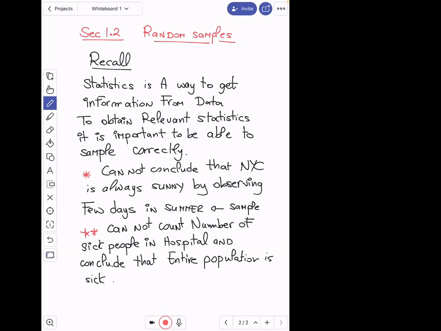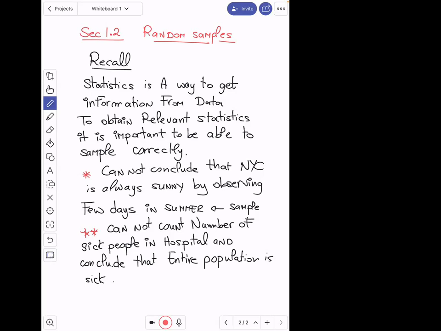So the people in the hospital would be like your sample, but this sample doesn't really represent the entire population, right? It's not because all the people in the hospital are sick that the entire population is sick. So what we are saying here is that it's really important to be able to choose a sample correctly, right?